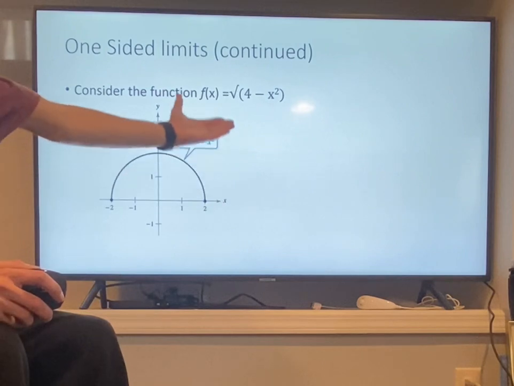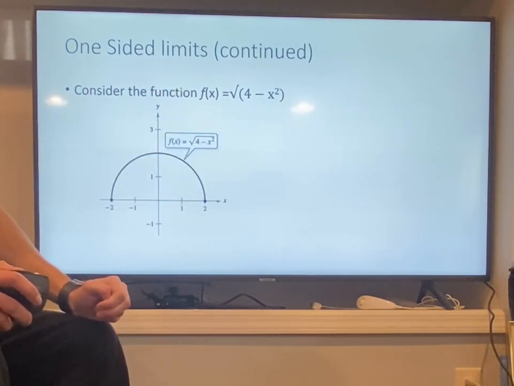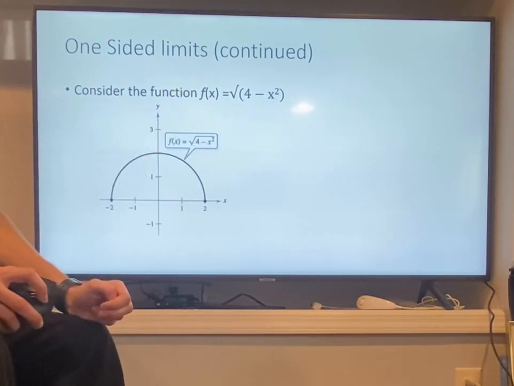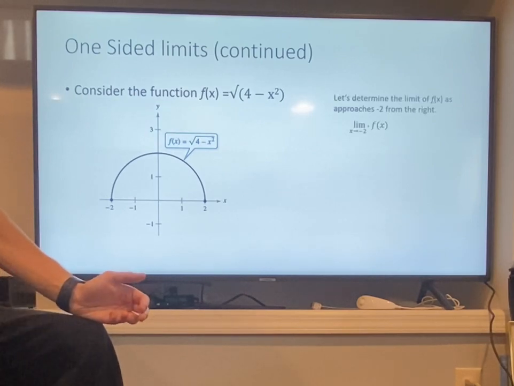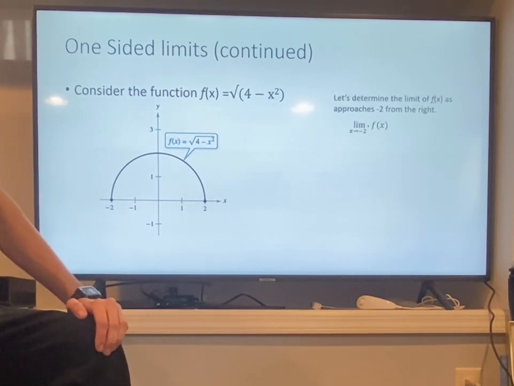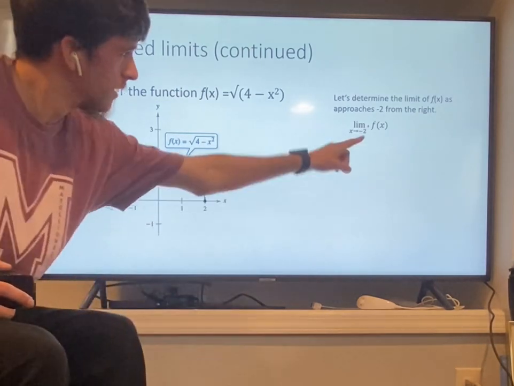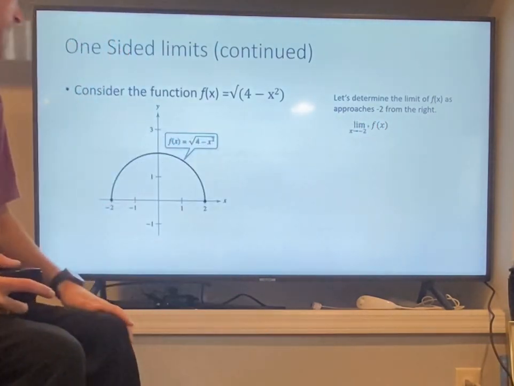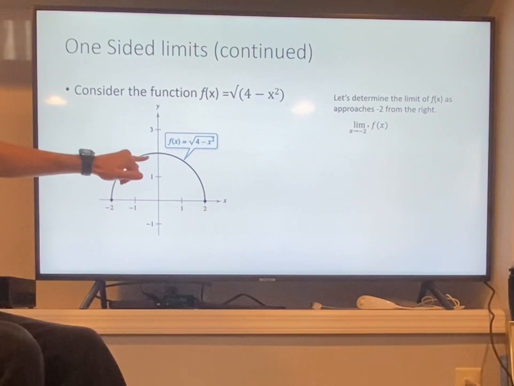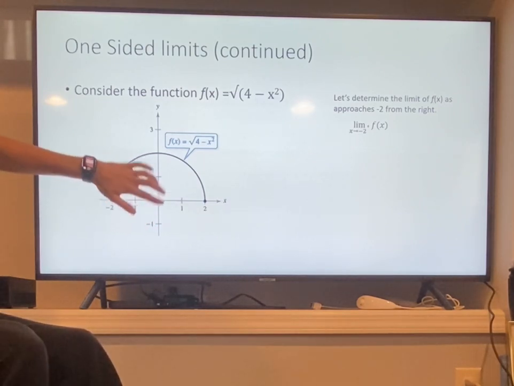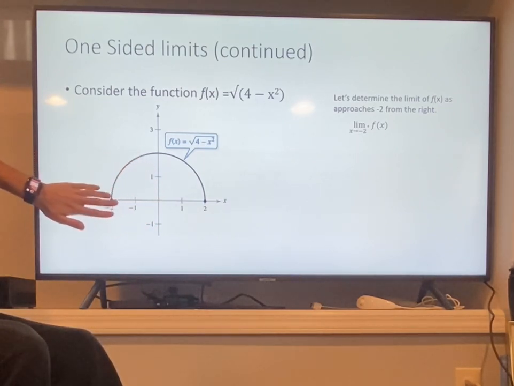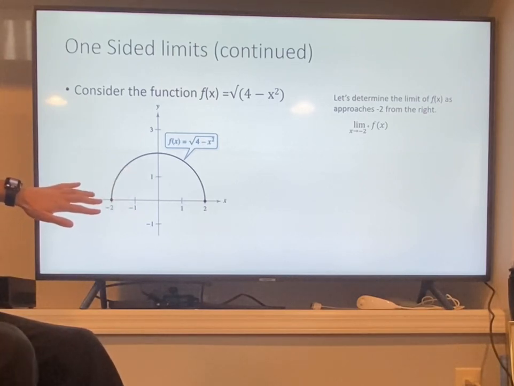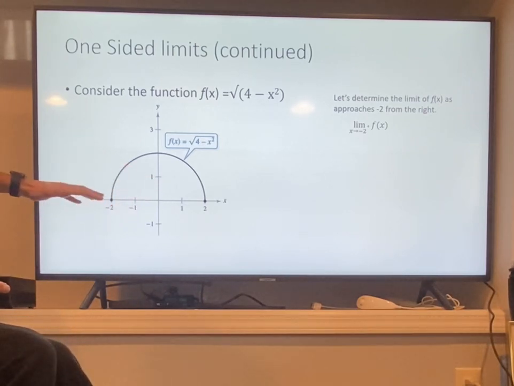So consider this function, f of x equals the square root of 4 minus x squared. Determine the limit of f of x as x approaches -2 from the right. It is denoted by the limit of f of x as x approaches -2 with a plus sign. Graphically, as the x value reaches -2 from values greater than -2, we notice that f of x is approaching 0.